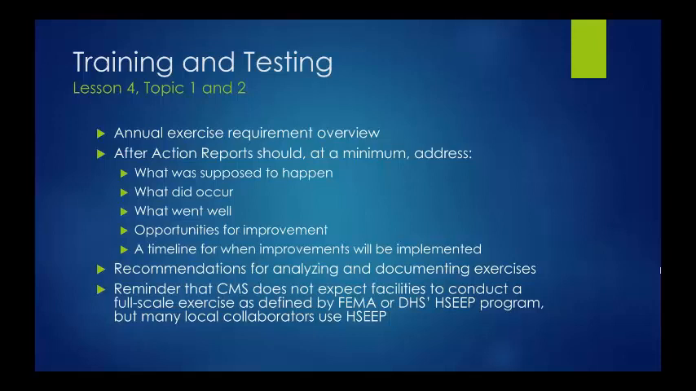Now, one other thing, and that is that CMS does not expect you to conduct a complete full-scale exercise as defined by FEMA or the Department of Homeland Security with the Homeland Security Exercise and Evaluation Program. But remember that many of your local communities and collaborators will use the HICS model. You can tailor that to fit your need. It doesn't need to be as frightening to complete if you just pick the pieces out that you need of that operation, and it keeps your reporting on a standardized basis, and it would help fit into your coalition's process if you're following similar pathways.